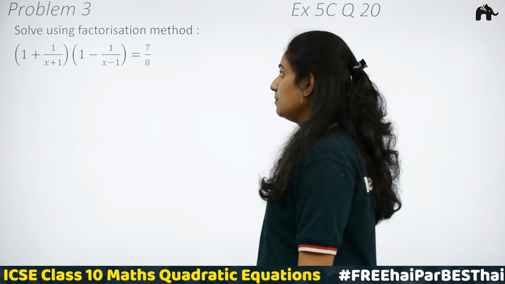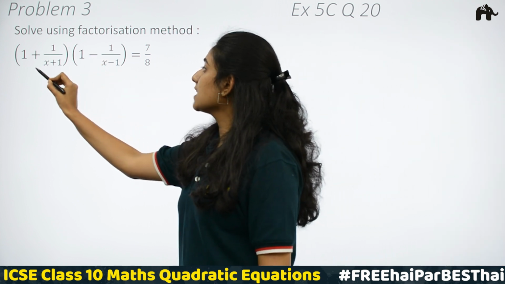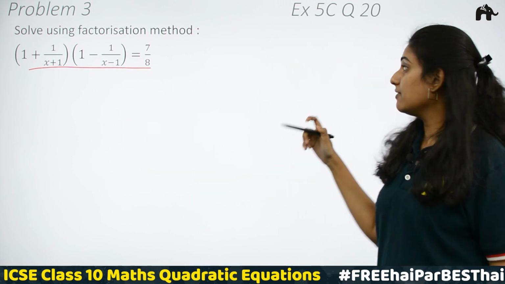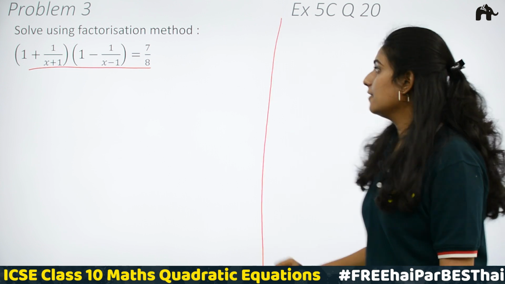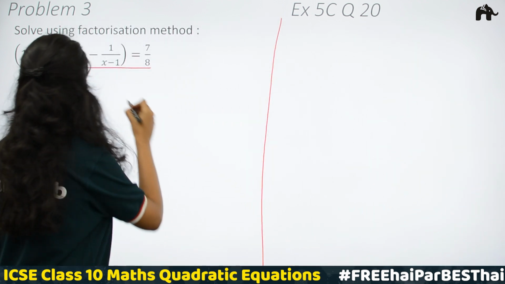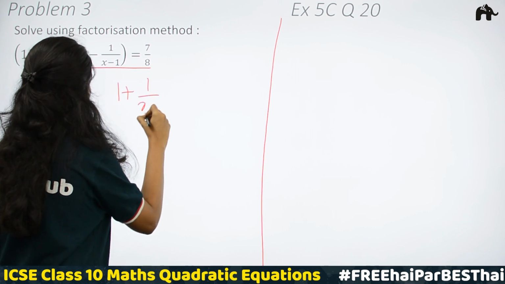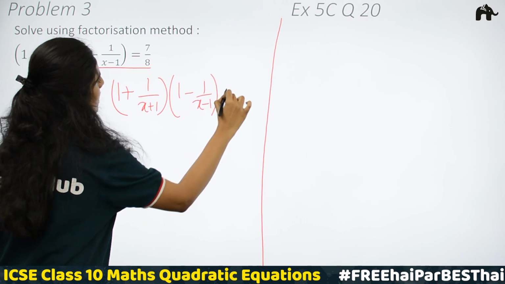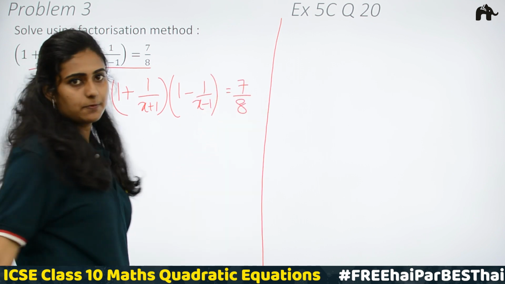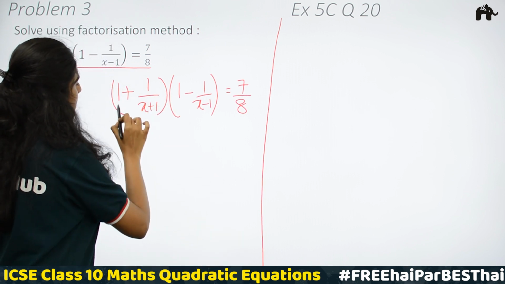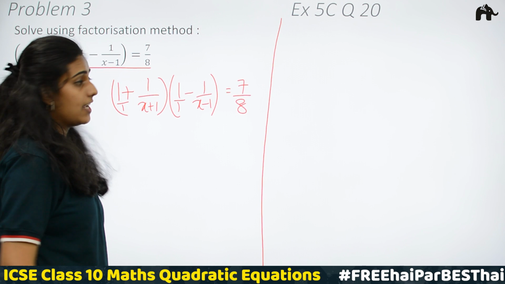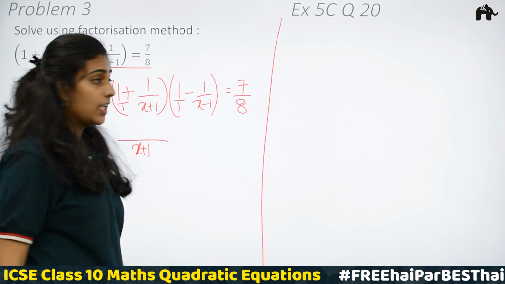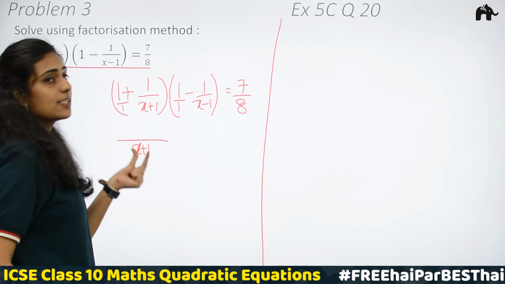Solve using factorization method. (1 plus 1 by x plus 1) into (1 minus 1 by x minus 1) is equal to 7 divided by 8. Okay. First, we'll take the LCM. In this part, taking LCM, here the denominator is 1, here also the denominator is 1, and for 1 by x plus 1, the denominator is x plus 1. What do we get in the numerator? Here we have 1. 1 into x plus 1 is x plus 1.